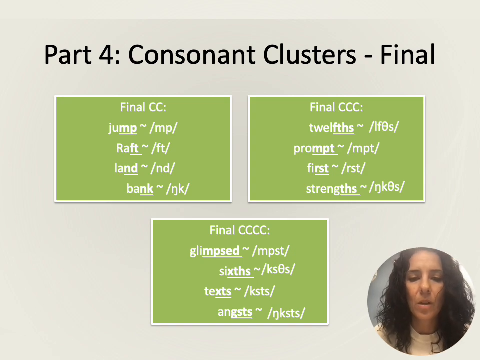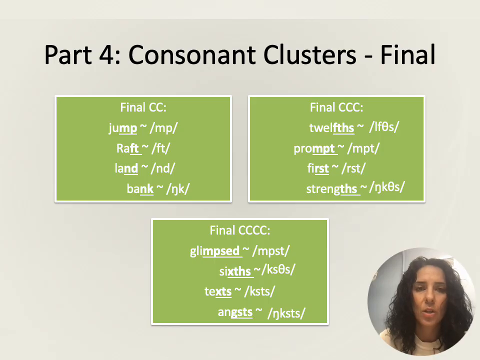And we have the final consonants, which is three consonants at the end. We have twelfth, prompt, first, strengths. And the last one is the final consonants, four consonants. We have glimpsed. So this one's pretty confusing, the first one, glimpsed. It's just that the ED is making the t sound, glimpsed.